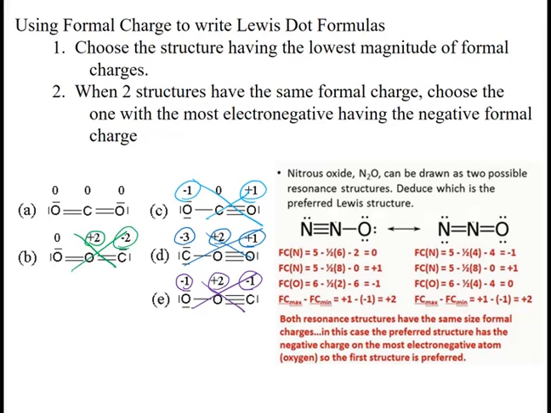So I want to have the structure with the least number there. And if I have two that have the same set of formal charges, so let's say I had two that have -1 and +1, then I would want the carbon, which is the least electronegative, to be the +1, and oxygen, which is the most electronegative, to be the -1.